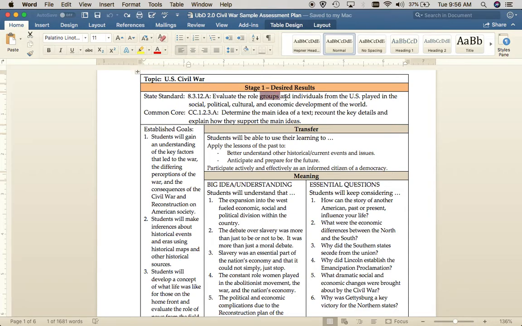So as we go through this, what are the nouns that we see here? Well, we see groups, we see individuals, we see U.S., United States. We see here the social, political, cultural, and economic development. And then we also see the world. So we see all of those. Those are the nouns that we will be asking about or asking students to understand as we develop meaning.